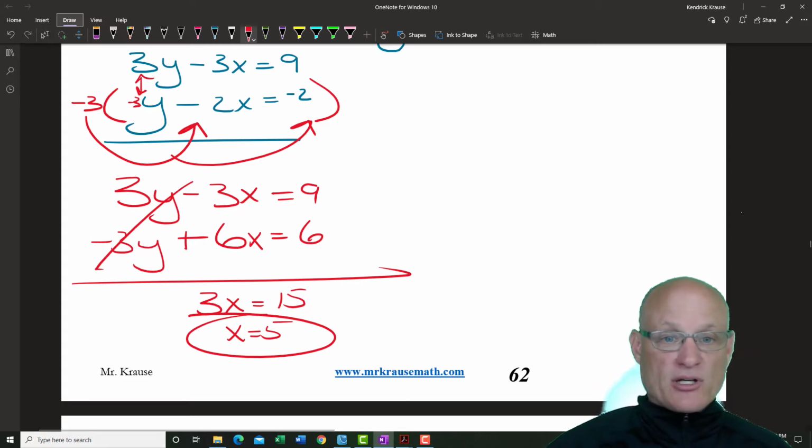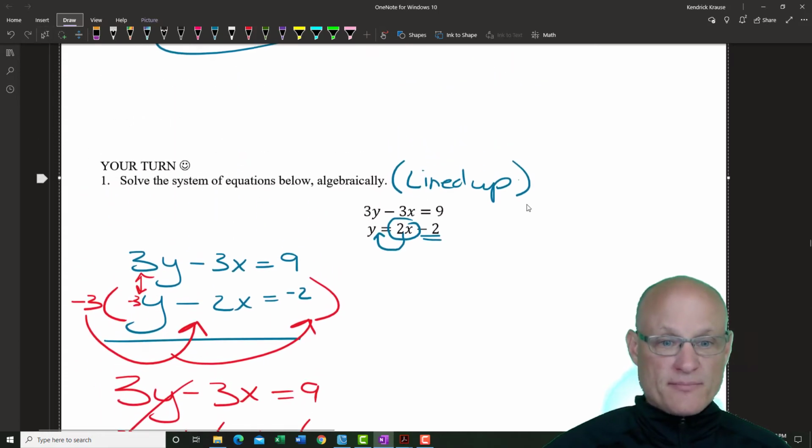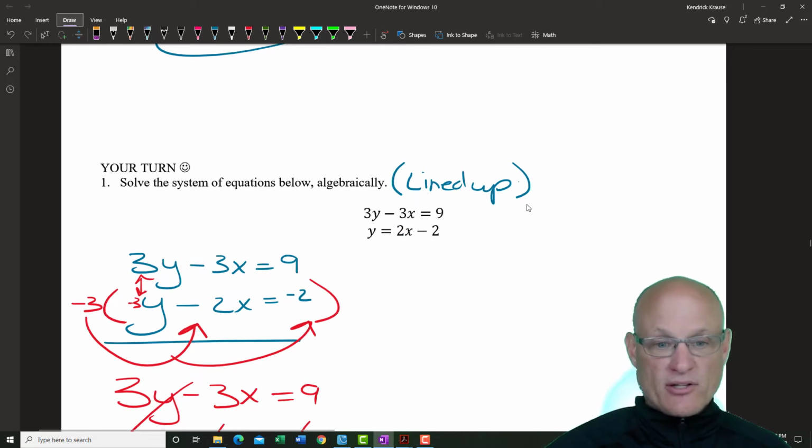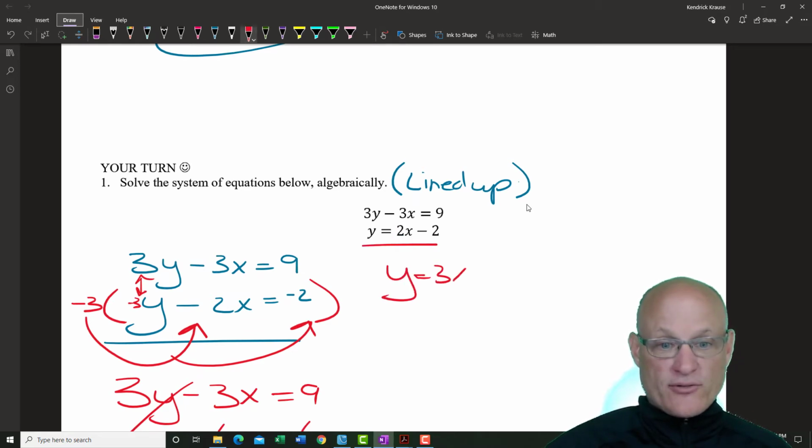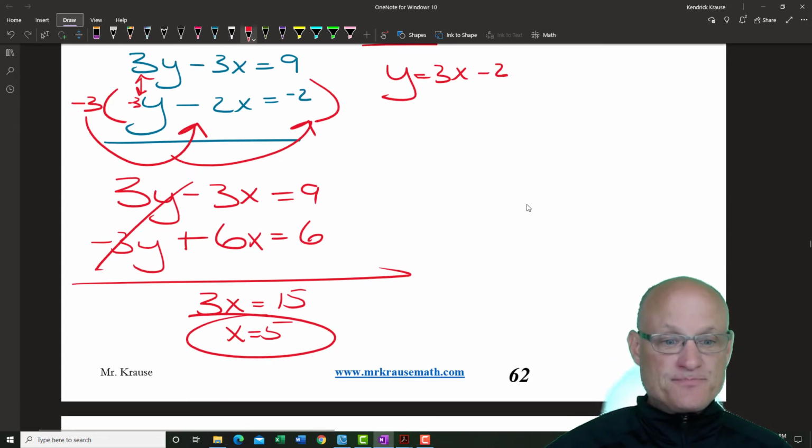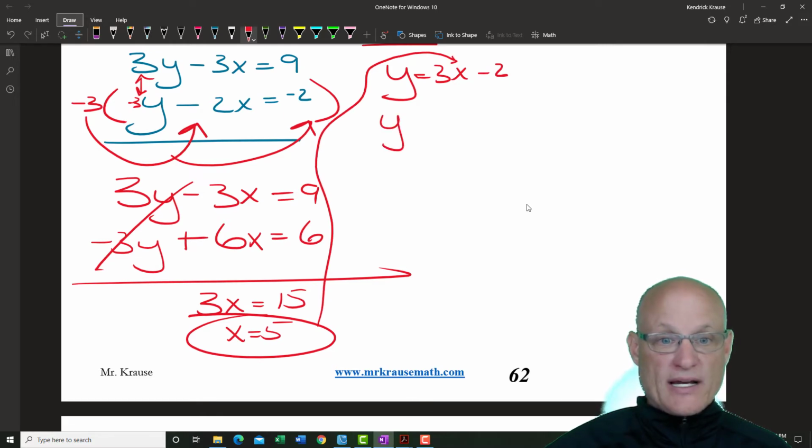And then I'm going to go back and look to see which equation is easier to work with. Oh, the second one, clearly. I already have y equals. So I'm going to write y equals 3x minus 2. I'm going to take that 5 and stuff it in there. So y equals 3 times 5 minus 2. 15 minus 2 is 13.